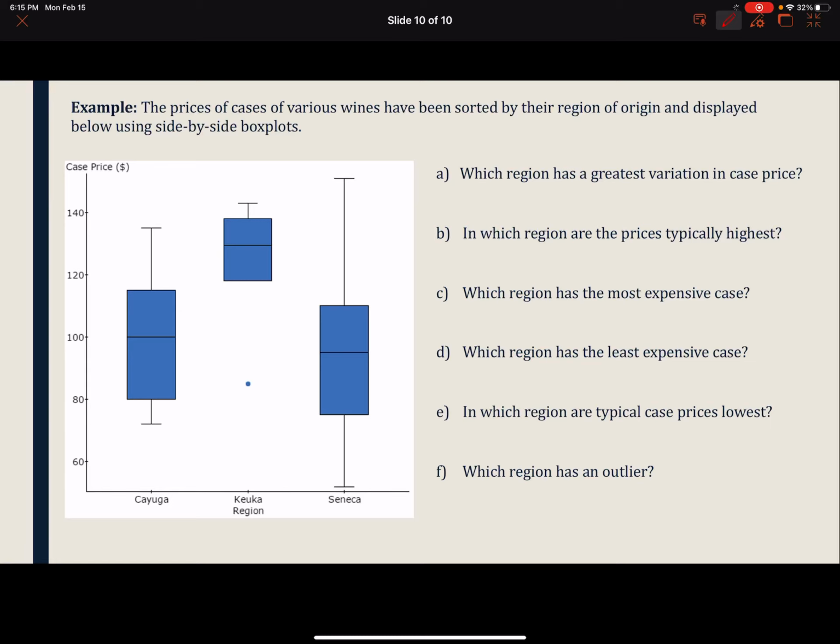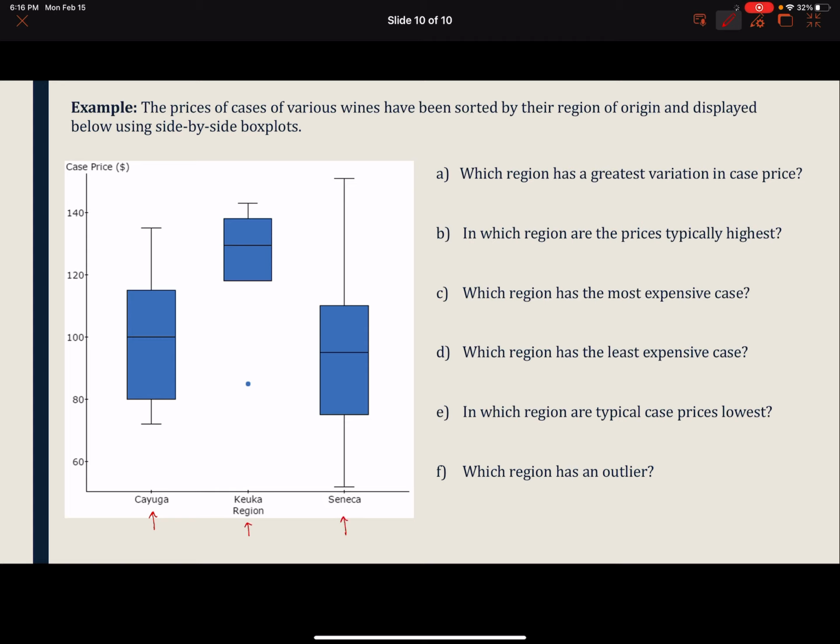So I just wanted to do one more quick video showing another example. Just recall that the whole reason we started looking at box plots was so that we could compare different groups of quantitative variables. So in this example, we have the prices of cases of various wines that have been sorted by their region of origin and displayed using side-by-side box plots. So we have three groups: the Cayuga region, the Cuca region, and the Seneca region.